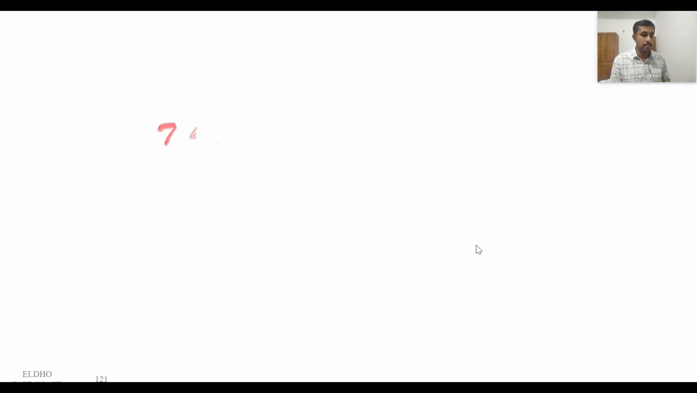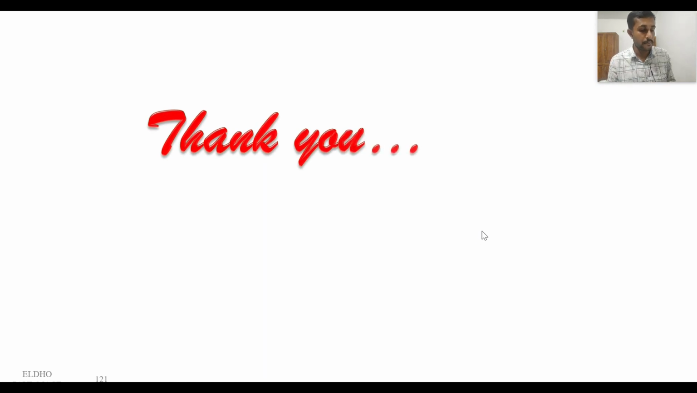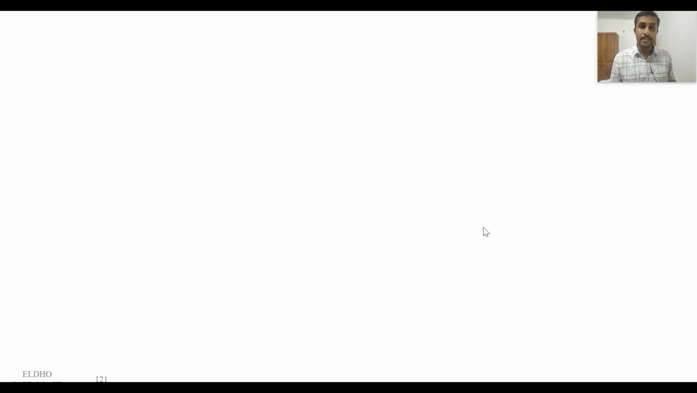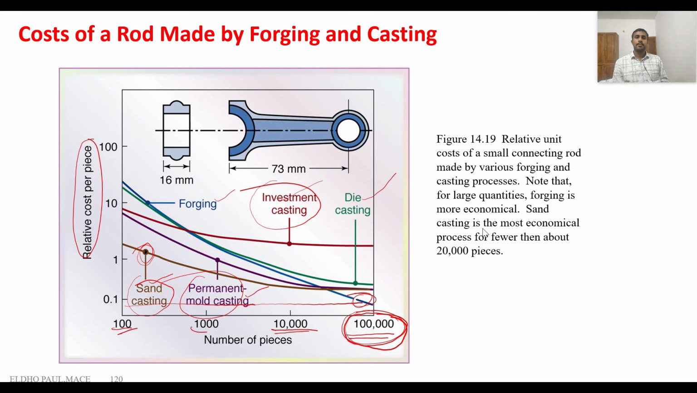So up to this point I have finished the forging process. We discussed analysis, different forging operations, and defects, etc. So from this lecture, I am concluding the forging operation. In the next lecture, we will discuss the next metal forming operation, that is the extrusion process. Thank you.